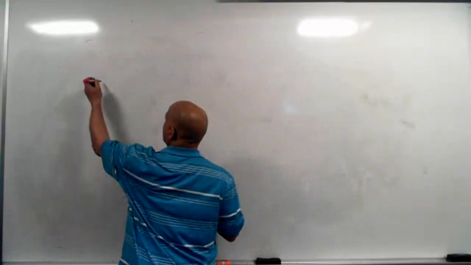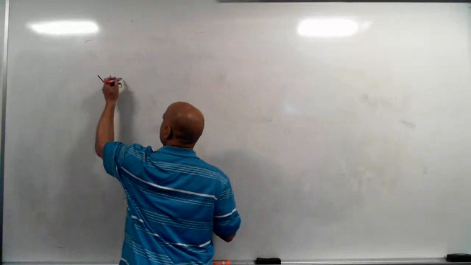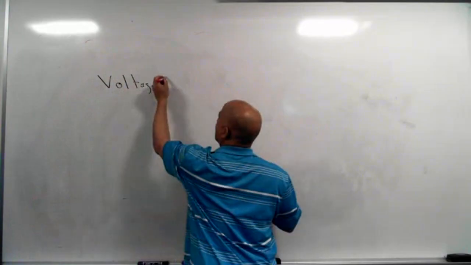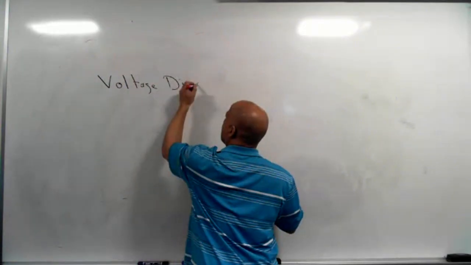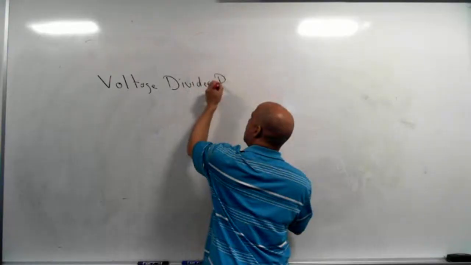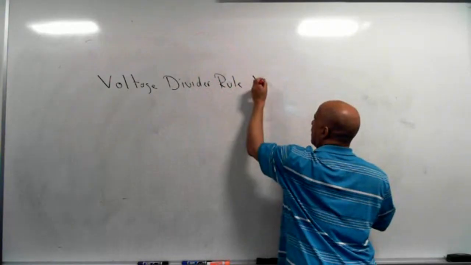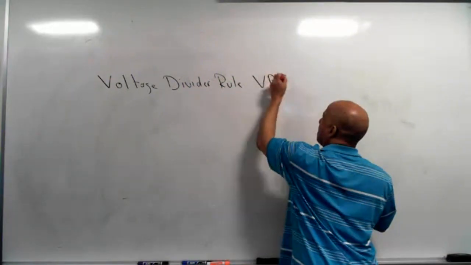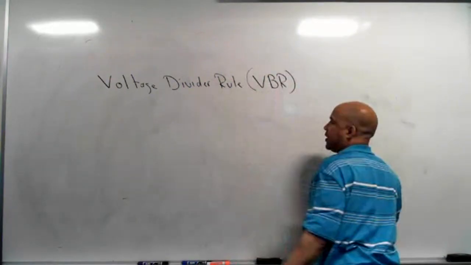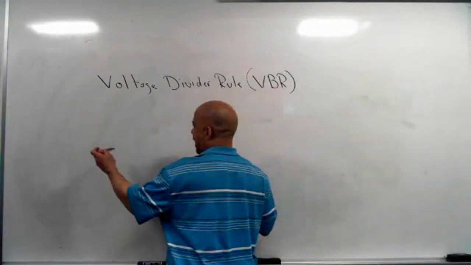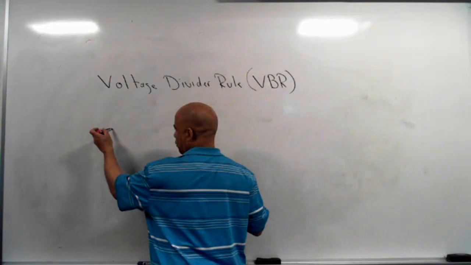So this is the voltage divider rule. They abbreviate this VDR. So if you see that, that's what they mean. And let me just do this. I'm going to have a voltage divider here, 2 resistors.